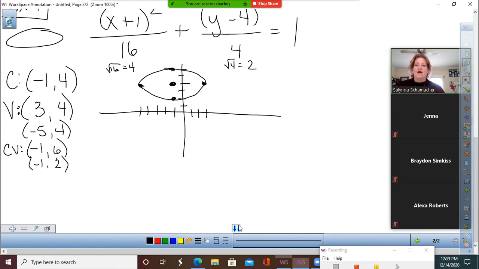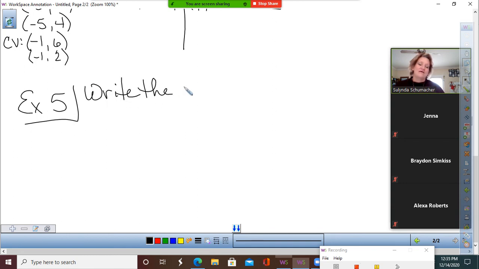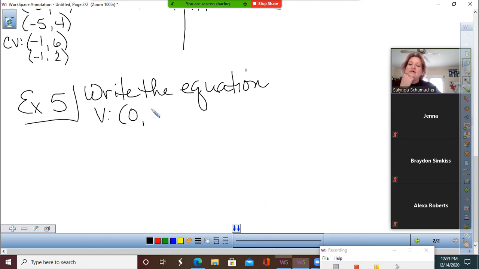So let's try this example then. Example number 5. This time I want you to write the equation. And I'm going to give you some information. Let's start with, let's say we have vertices at 0 and plus and minus 5, and co-vertices at plus and minus 2, 0. All right, so we're going to write the equation for this.